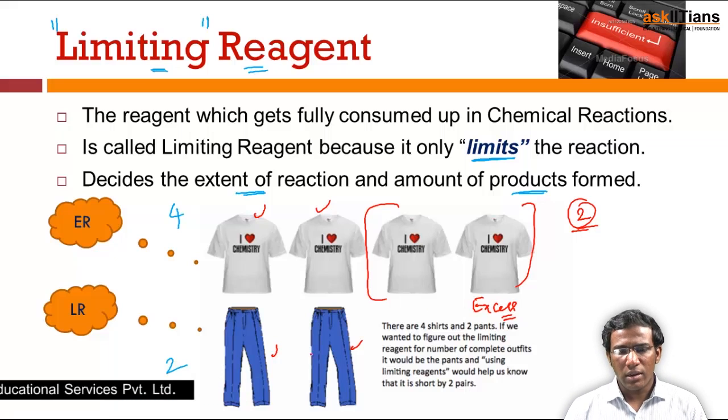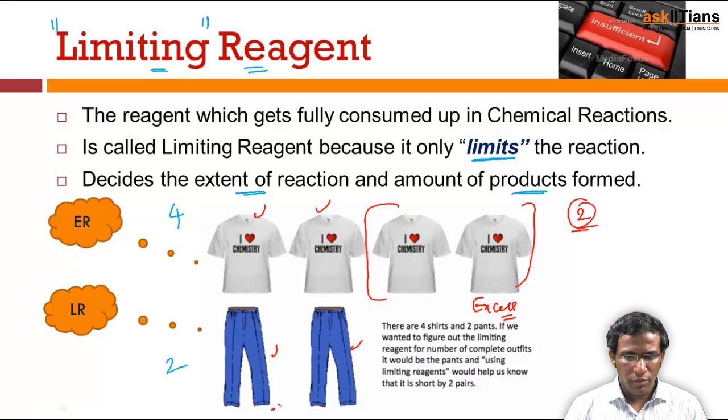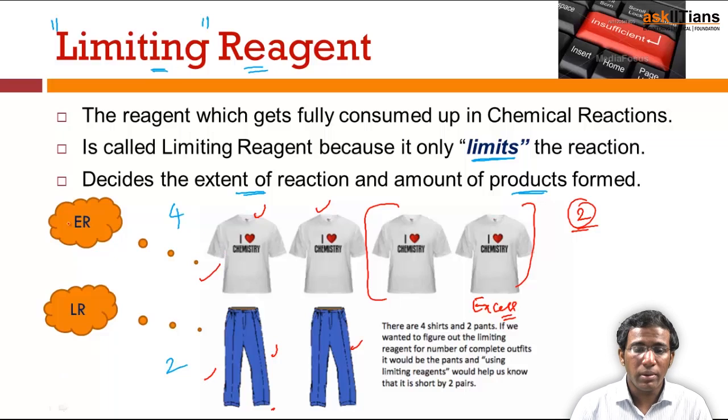We cannot make more pairs because we don't have enough pants. So the pants are not enough, and they are controlling the number of pairs that you can possibly make. The t-shirts are present in excess amount, and the pants are present in the limited amount. So the pants are my limiting reagent, and the t-shirts are my excess reagent.